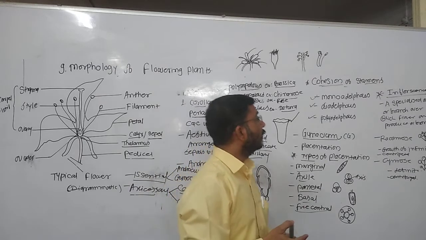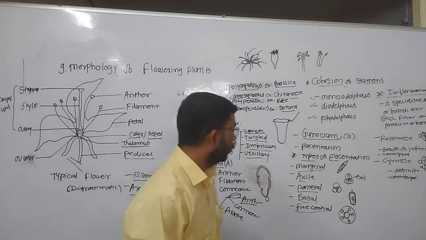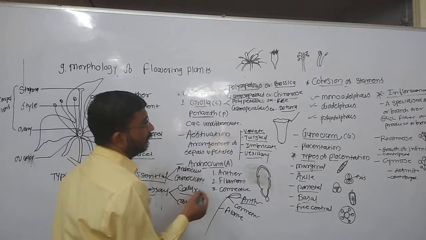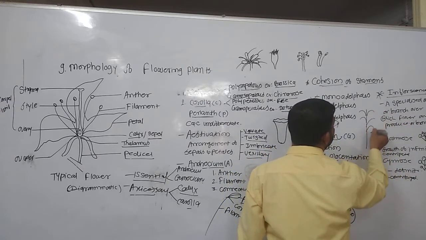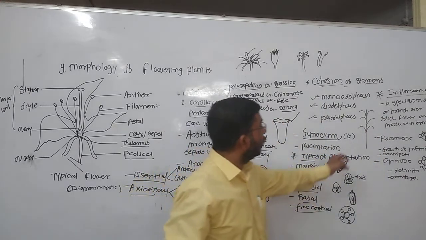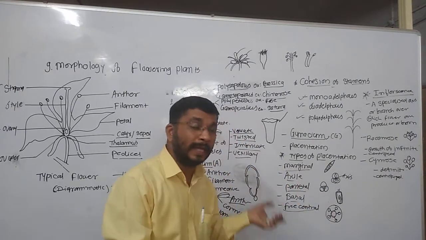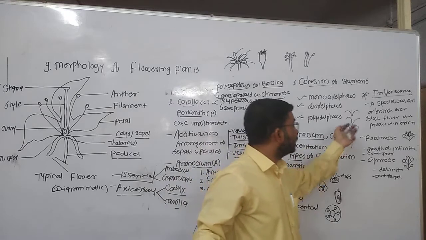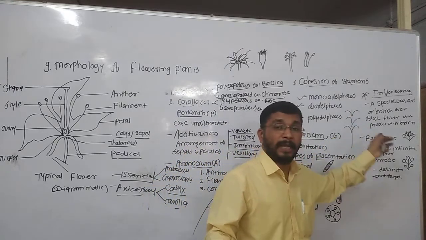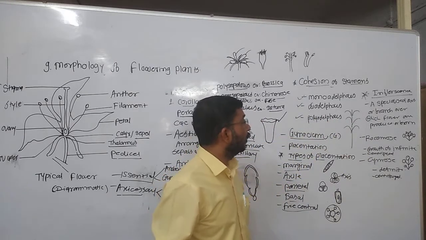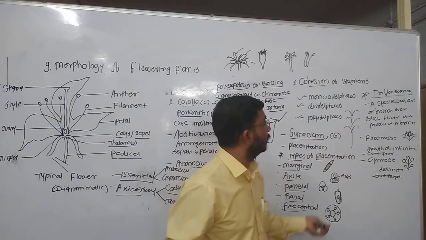What is the inflorescence? A special axis or branch over which flowers are produced or borne. Why do they produce flowers this way? Because a single visit of a particular insect is very useful for pollination. That's why inflorescence plays a very important role in pollination: in one branch we find a number of flowers present. That is known as inflorescence.